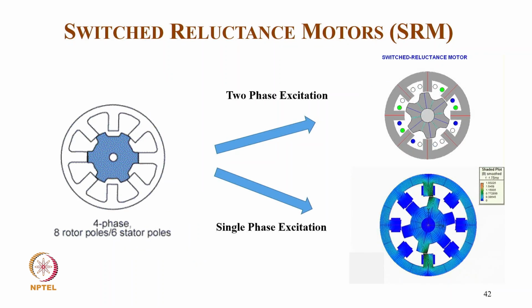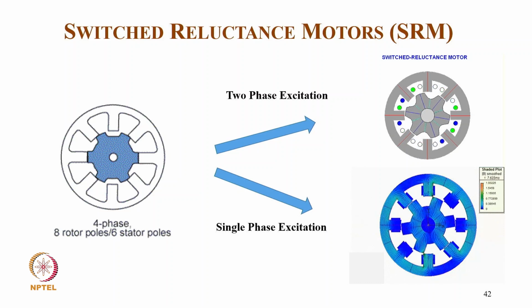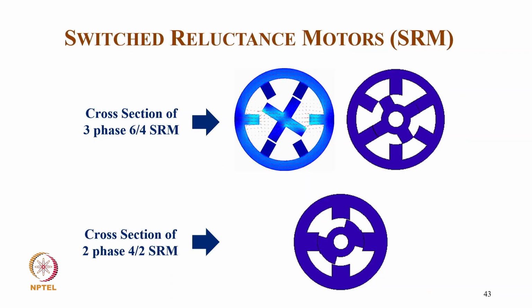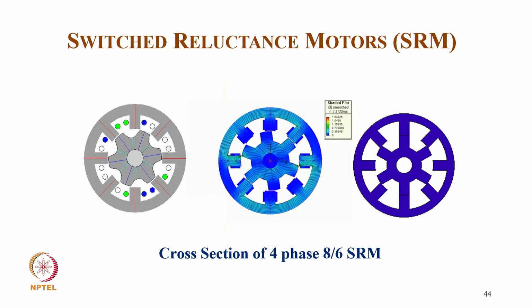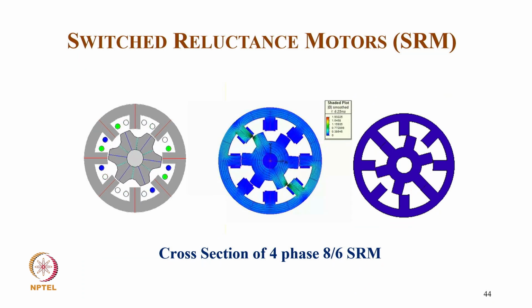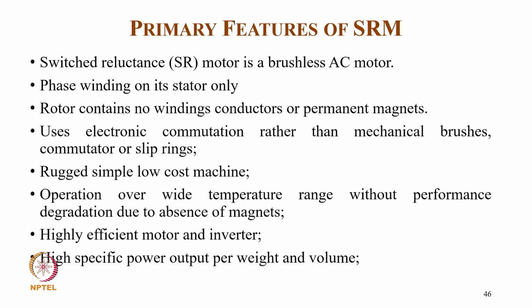This is your 4-phase 8x6 and typically single-phase excitation system, as you can see here. Then this is the cross section of 6x4 SRM, and then the cross section of 2 phase, and these are cross sections of 4-phase 8x6 motor, as you can see here. And this is 5-phase 10x8 motor.